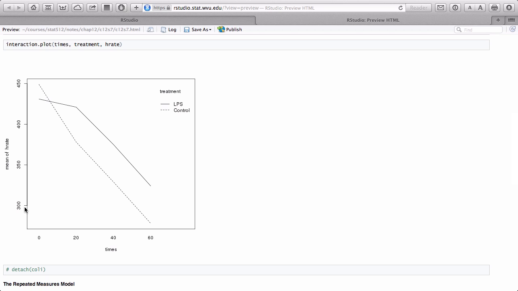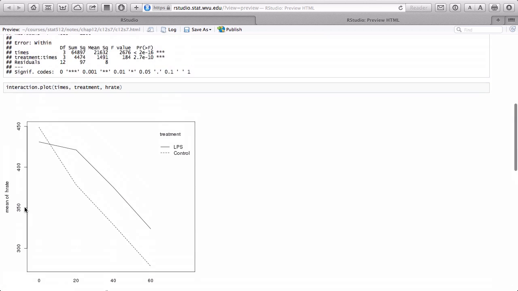I mean, there's no reason why, if it really is a placebo, unless the blood pressure is going up because of anxiety, you would expect it to change over time if it's a placebo. At any rate, you can see where the interaction is. From 20 to 40 to 60, there's no interaction because it's parallel. It's really in that first 20 minutes where you see the interaction. The control drops off much more quickly than the LPS. So that's why we're getting the significance.